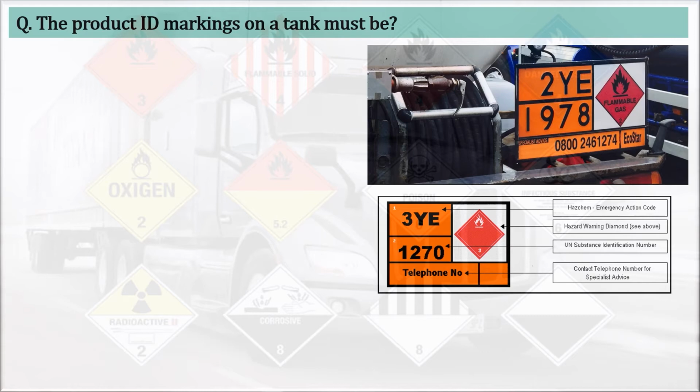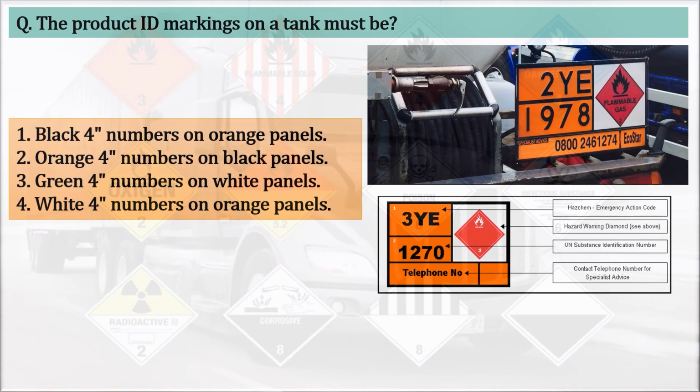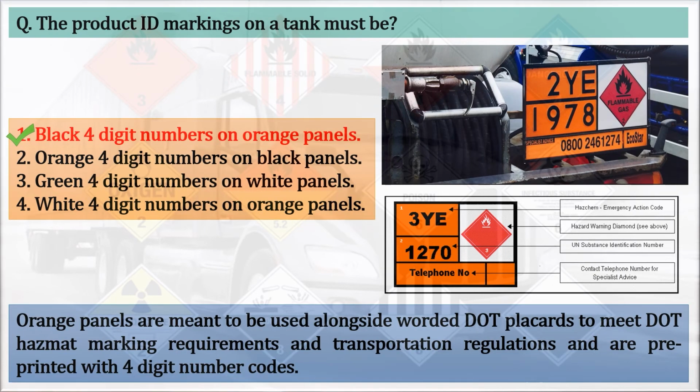Question: the product ID markings on a tank must be? Option number 1, black 4-digit numbers on orange panels. Option number 2, orange 4-digit numbers on black panels. Option number 3, green 4-digit numbers on white panels. Option number 4, white 4-digit numbers on orange panels. The answer is option number 1, black 4-digit numbers on orange panels.